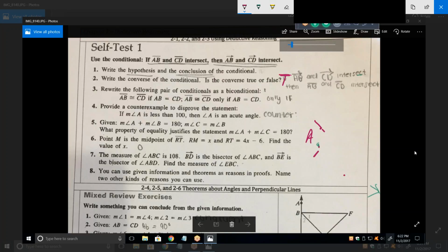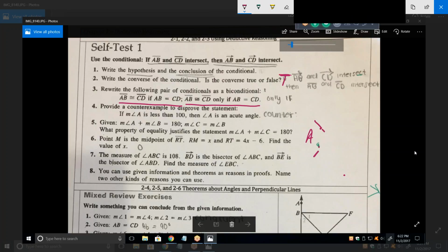Rewrite the following pairs of conditionals as biconditional. Well, how would you rewrite it? In other words, right now I've got two conditionals. I've got that one, and I've got that one. I think you only need to add one word. If and only if. Yeah.